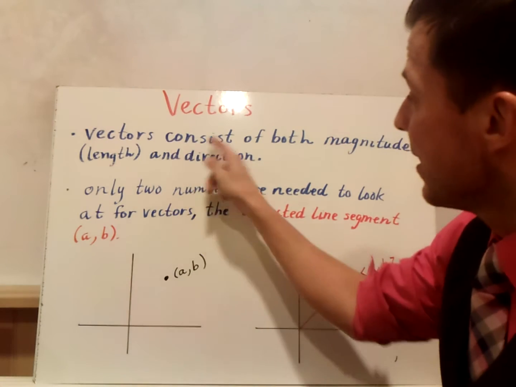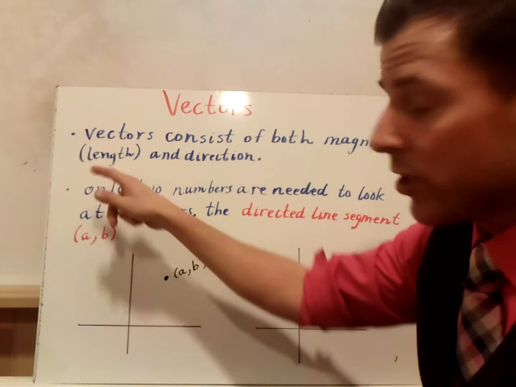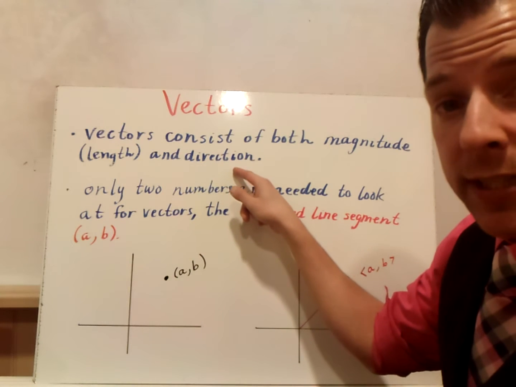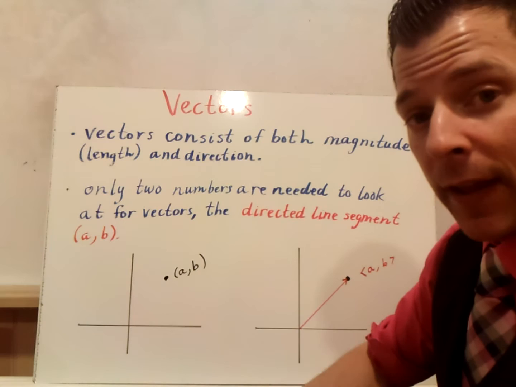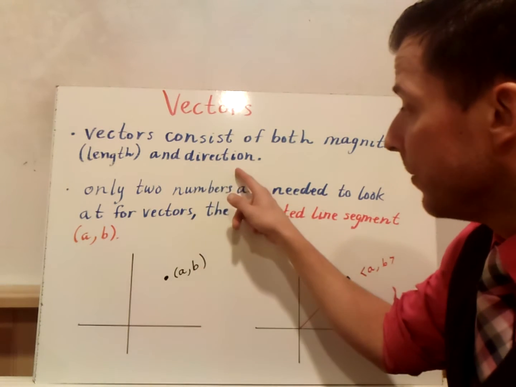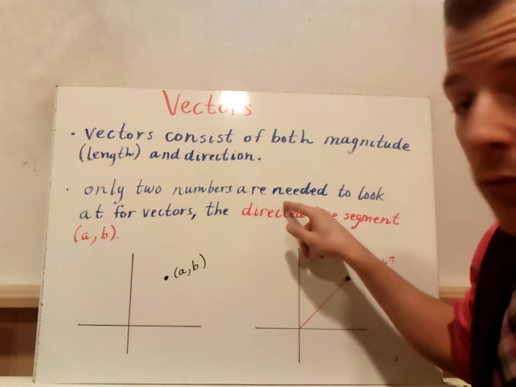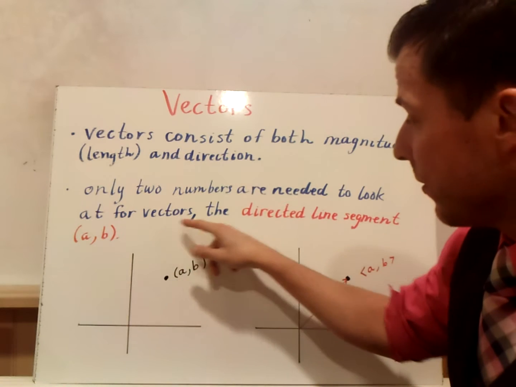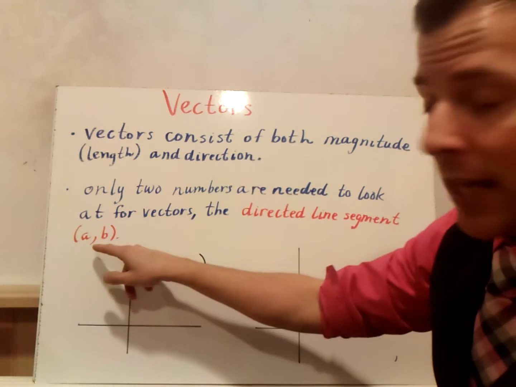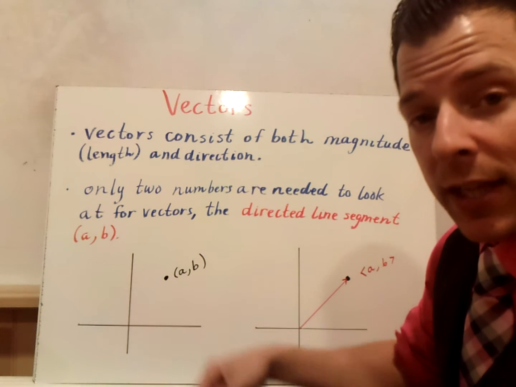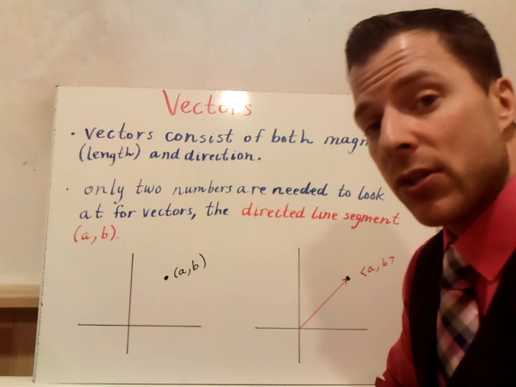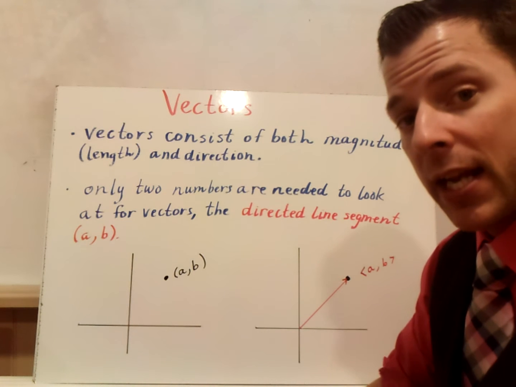Vectors consist of both magnitude, which is the length, and direction. So there's two things we're looking at for vectors, magnitude and direction. There's only two numbers we need to worry about when we look at vectors. The directed line segment AB. Let's think about being in the coordinate plane, and here's point AB. The directed line segment would be considered a vector. It has length and it has direction.